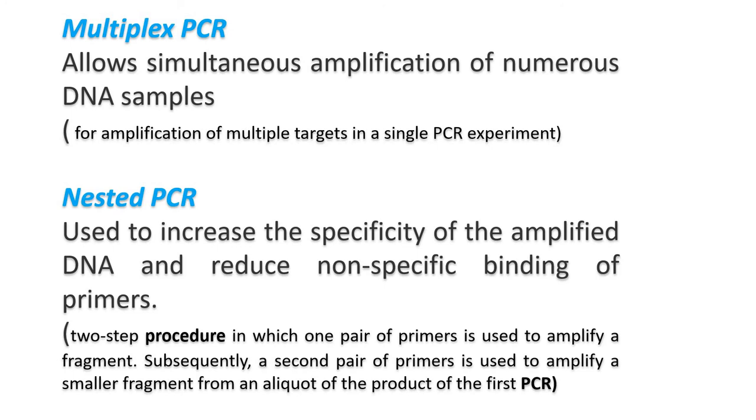Nested PCR فكرته هو نفس الفكرة PCR لكنه احنا نريد more specific more sensitive amplification of the DNA strand or خلينا نقول target and reduce the non-specific binding of primers. Okay, الفكرة وين؟ إنه we have two steps in this procedure of PCR. الخطوة الأولى إنه عندنا pair of primers used to amplify fragments of DNA, and then subsequently the second pair of primers is used to amplify the smaller fragment from the products of the first PCR.